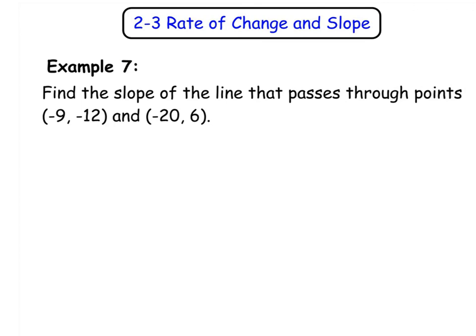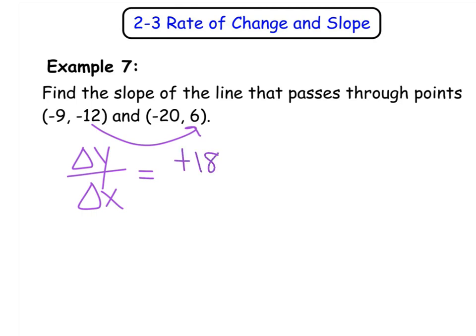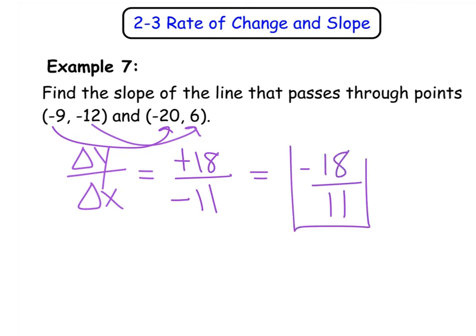Last example. I'm going to do the quicker method first. So change in y, how do you get from negative 12 to 6? You add 18 because you add 12 to get to 0 and then add 6 more to get to 6. So that's adding 18. Then how do you get from negative 9 to negative 20? I'm getting more negatives, so I'm subtracting how much? 11. So your slope is negative 18/11. So that's not a very nice slope, but that's okay. At least you're not graphing it.